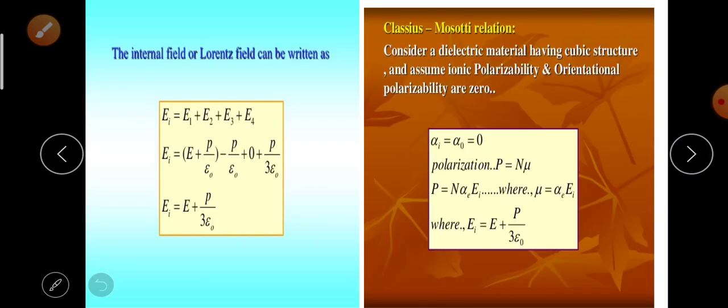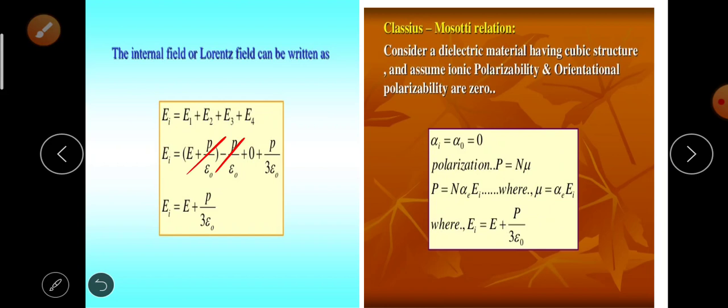The internal field or Lorentz field can be written as E_i = E1 + E2 + E3 + E4. E_i = E + P/ε0 − P/ε0 + 0 + P/3ε0. Here E1 value is E + P/ε0, E2 value is −P/ε0, E3 value is 0, and E4 value is P/3ε0. Therefore, P/ε0 and −P/ε0 cancel, and E + P/3ε0 is equal to E_i.